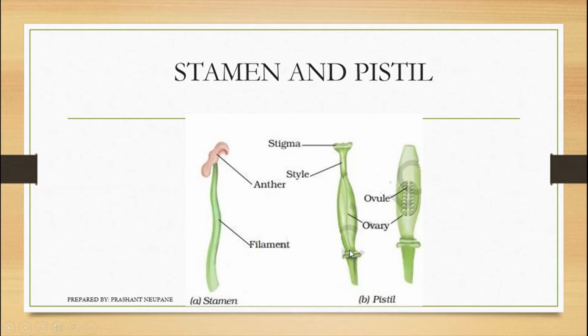In the same way, the pistil is made up of three parts. At the top, there is a swollen portion where there is the presence of sticky materials, which is termed as stigma. In the middle portion there is the style, and at the end there is one more swollen portion known as the ovary. The ovary contains a lot of ovules. So let's try to learn about the types of pollination now.